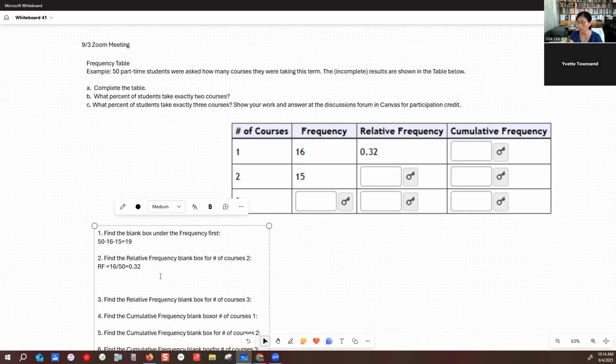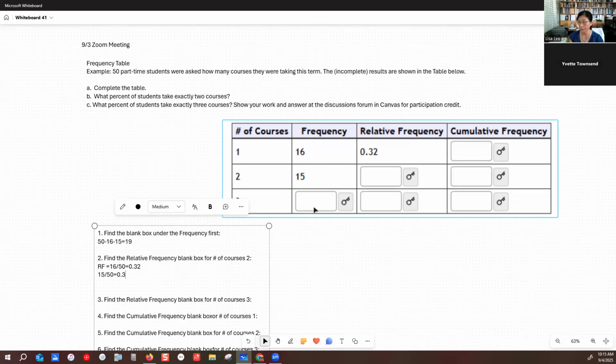So then we go on to answer the blank box. The blank box shows, on the left-hand side, we have 15 frequency. So take 15, divide by total, and that will give you the answer already, right? 15 divided by 50 will give you 0.3. So that's the relative frequency for students who are taking 2 courses.